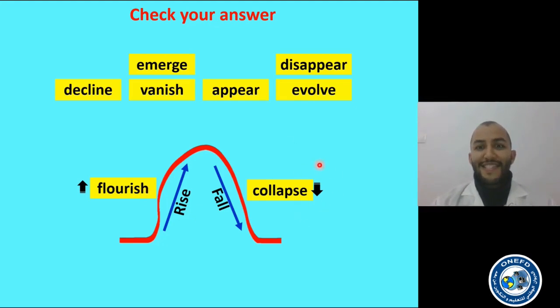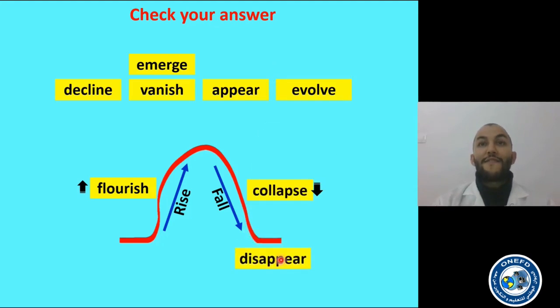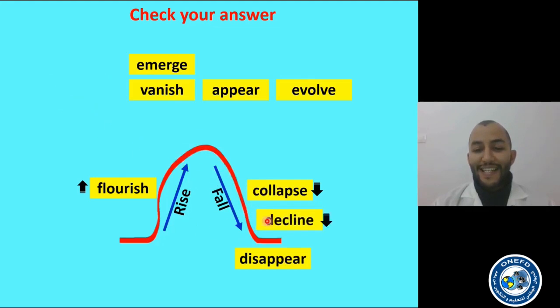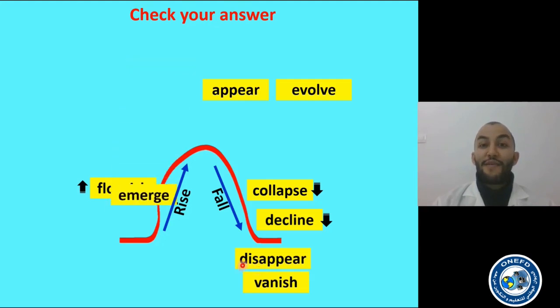Okay. Now disappear. You know, disappear? Disappear, like it vanished. Okay. It vanishes. Okay. Nothing remains. Okay, now decline. Yeah, the same thing as collapse. Okay. Now what do we have? Vanish is the same thing as disappear. Vanish into thin air. All right, next we have emerge. Yeah, it's the opposite of disappear.